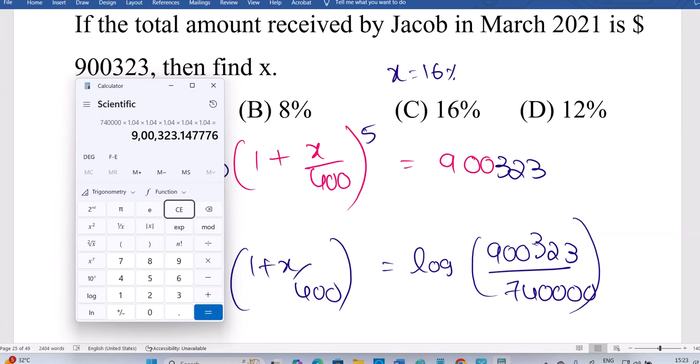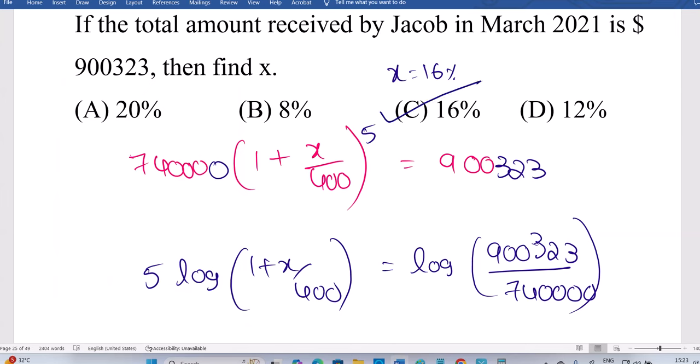I got 9 lakhs 323 point something. That's what I'm telling you. There are some slight mistakes in the question because they are rounded off to integer, but actually it is 9 lakhs 323.14. For x value 16, I got it. X value 16 means quarterly 4%. Apply 7 lakhs 40,000 into quarterly 1.04, 5 times. If that is giving 9 lakhs, that's your answer.